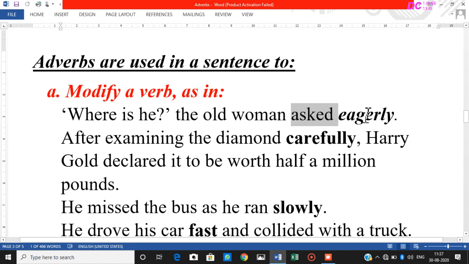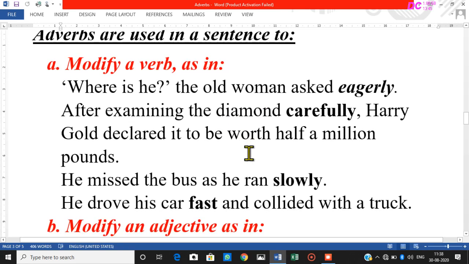So when a verb, this adverb modifies a verb in this sentence. Eagerly इश्तियाक से क्या हुआ? इश्तियाक से पूछा गया सवाल. यानी औरत ने इश्तियाक से पूछा. So पूछा जो है asked, इसको modify किया eagerly ने. Example number next. After examining the diamond carefully, Harry Gold declared it to be worth £500,000.